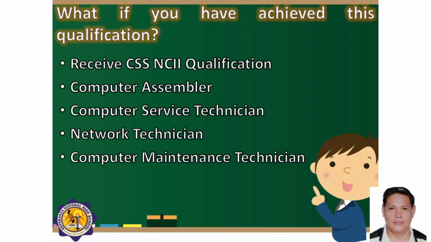So what if you have achieved this qualification? Well, first of course, you have received your certificate, your CSS NC2 qualification. And you can be a computer assembler, a computer service technician, a network technician, or a computer technician. So those are all the opportunities being offered to you, or possible jobs that you can land later on if you pass this qualification.